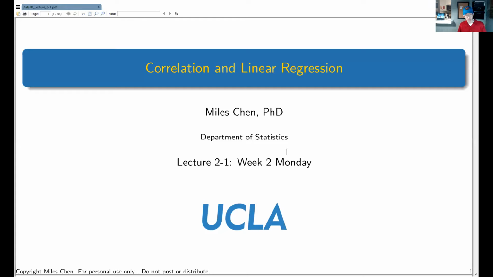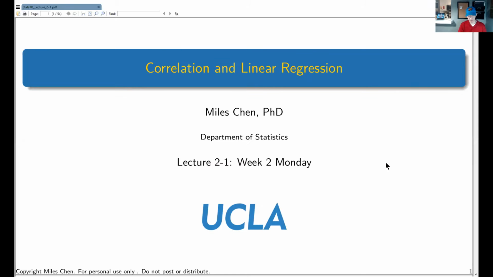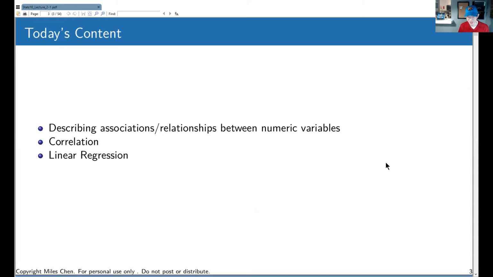Okay, all right. So today we are talking correlation and linear regression. And so this is chapter 4. It is week 2. It's only the second week, but I feel like we've been in class for a while already.